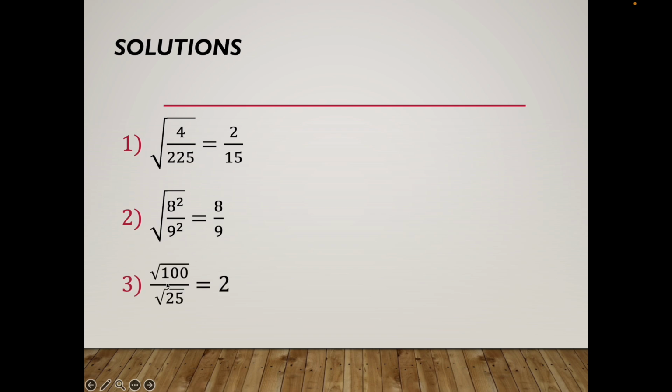In my third example, you just have to square root 100 and square root 25. In the end, you get 10 over 5, which is equal to 2.